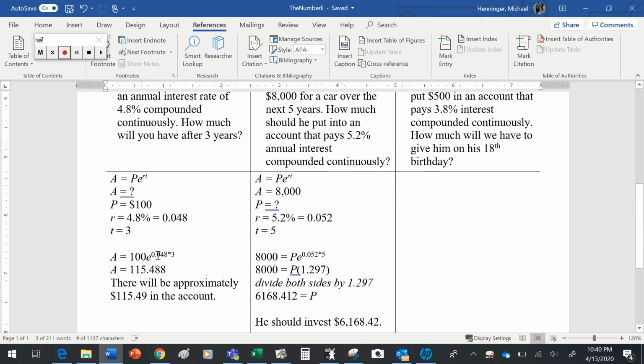If you're looking for the amount at the end of the story, that's going to be A. Sub everything on the right, solve for that. If you are given the amount at the end of the story and you're asked to find out how much they should invest, how much they should start out with, you're still going to sub everything in, simplify that e part of the expression, and divide both sides by that value. And that will give you the initial deposit that that person should make.